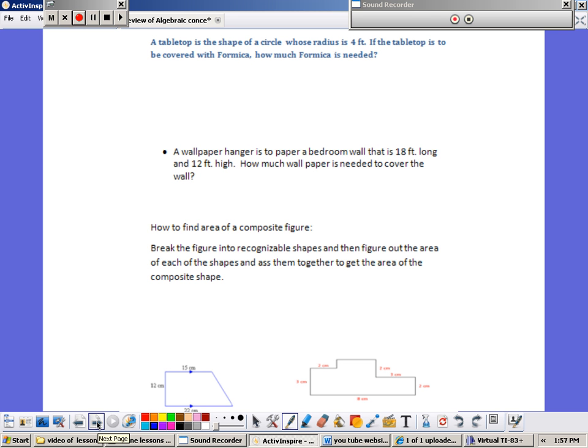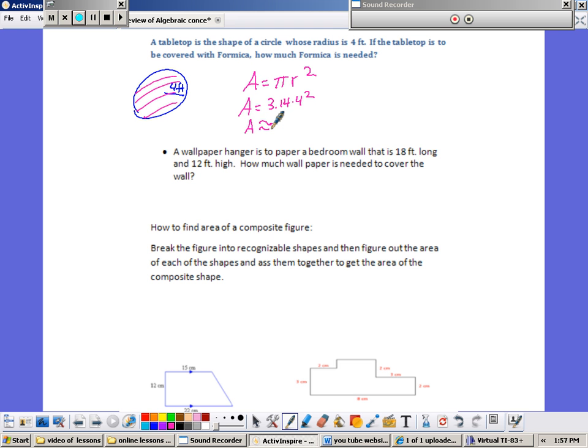A tabletop is the shape of a circle whose radius is 4 feet. If the tabletop is to be covered with formica, how much formica is needed? So I got a circle. Its radius is 4 feet. And I'm trying to cover the inside, which is area. So area of a circle is pi r squared. Area is equal to 3.14 times 4 squared.